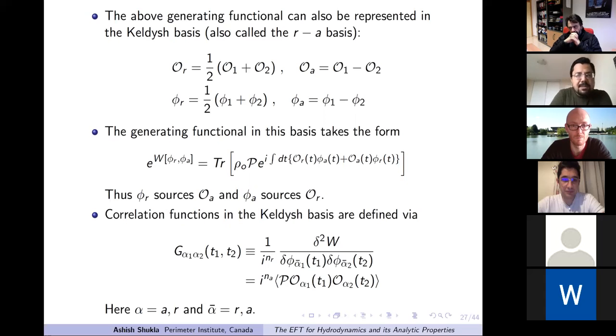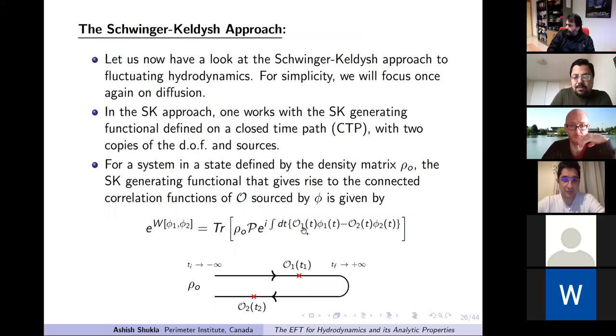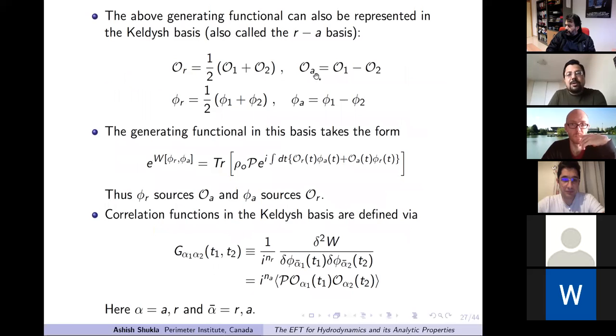So if I work in this basis, it's pretty straightforward to see that my Schwinger-Keldysh effective generating functional looks like e to the W of phi_R, phi_A, now as trace over rho naught, path ordered, e to the O_R times phi_A plus O_A times phi_R. Okay, it's a one-line step to go from here to here if I change the basis from 1-2 to the RA basis. And now it's clear in the RA basis that phi_A is the thing that acts as the source for O_R and phi_R is the thing that acts as the source for O_A.